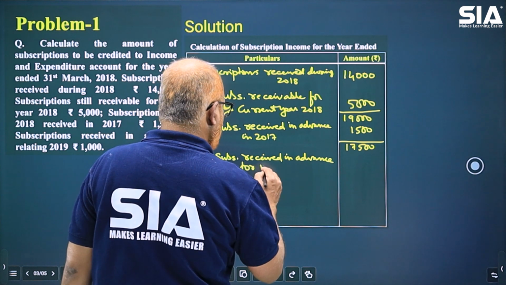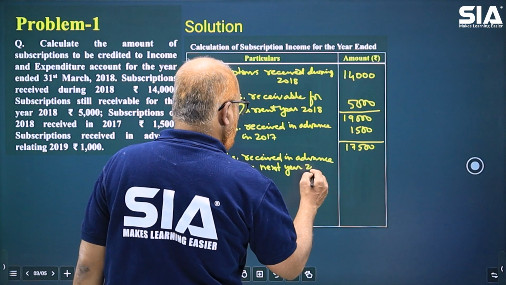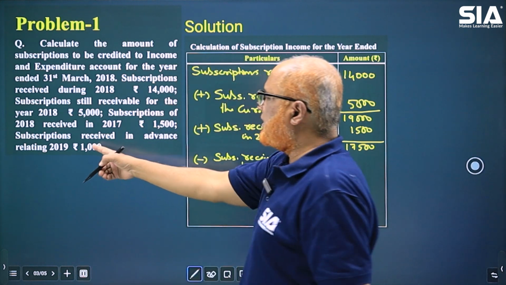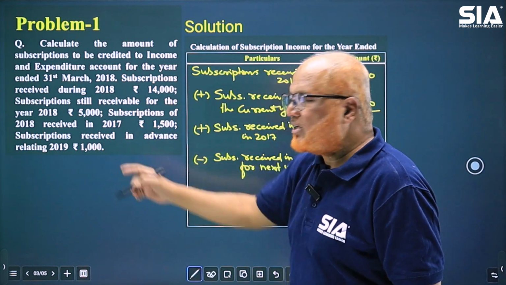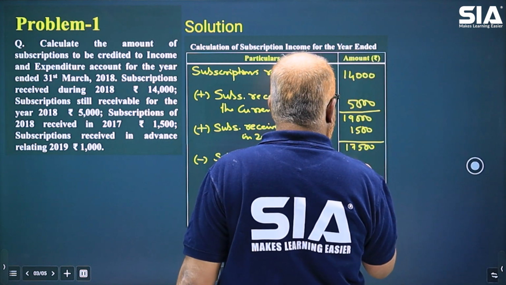For next year, that is 2019. Next year is 2019. How much have we received? 1,000 in advance we have received. So what should we do? Subtract.